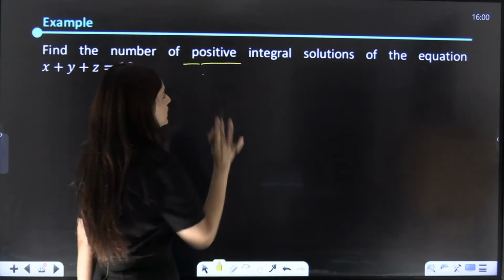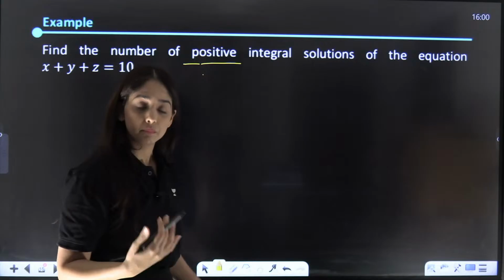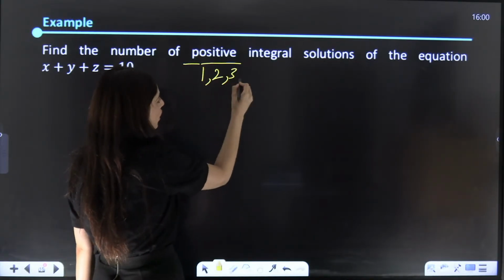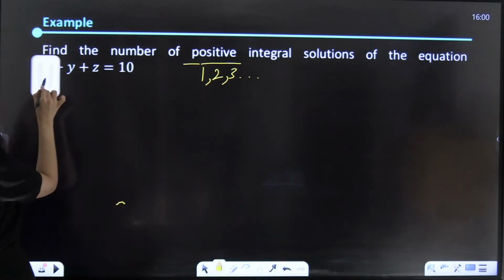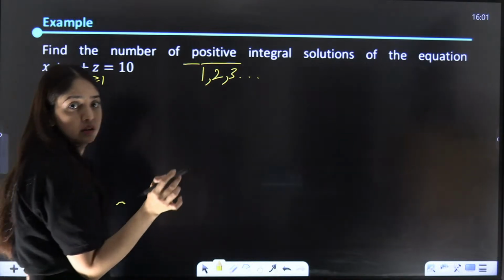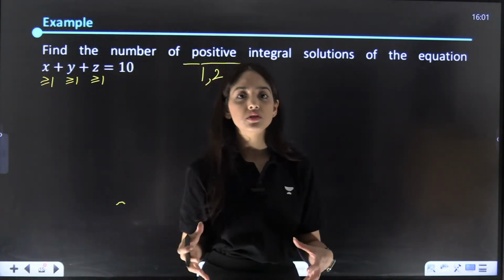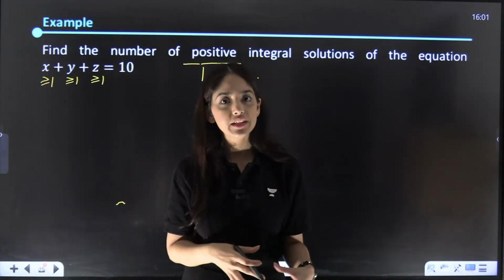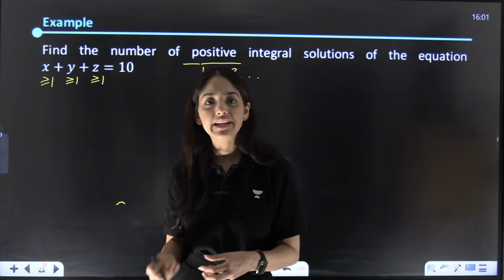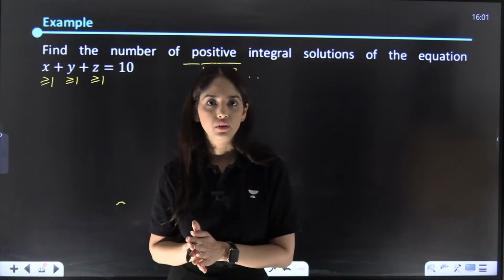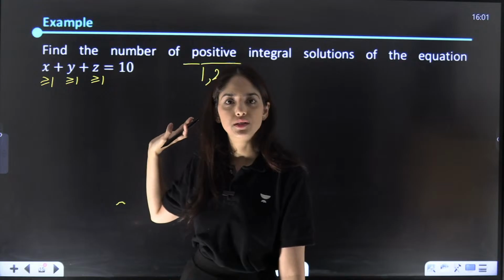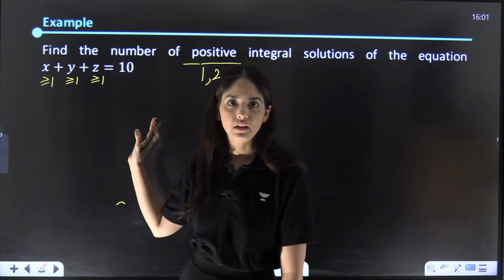Now, positive integral solutions. Positive integral meaning natural numbers, so each has to be greater than or equal to 1. Same as distributing the mangoes, distributing 10 mangoes into 3 students. But now, what is the condition? The condition is that at least 1 mango should go to each student. That is what this condition means, that at least 1 should be given to each student, and then the rest doesn't matter.